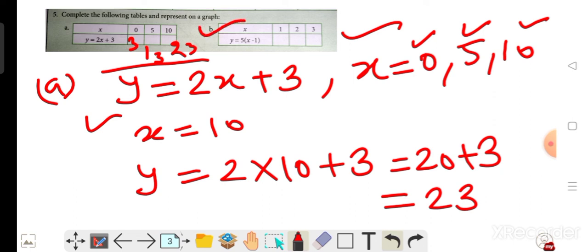The B part is the same as your A part. Try to solve the B part of your fifth question by yourself.